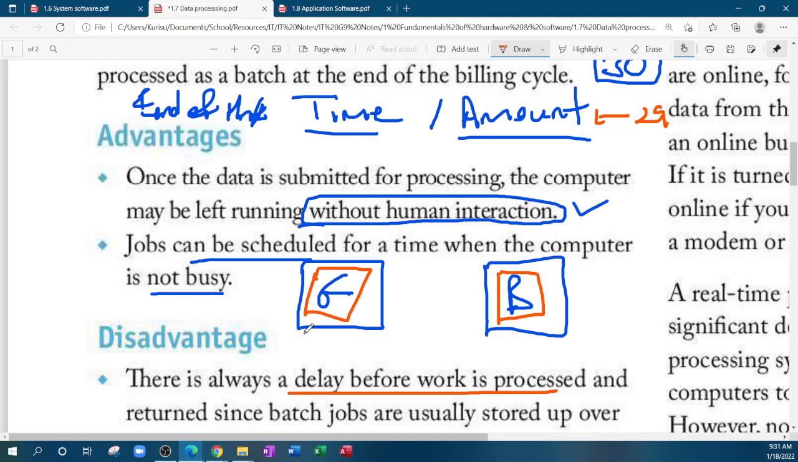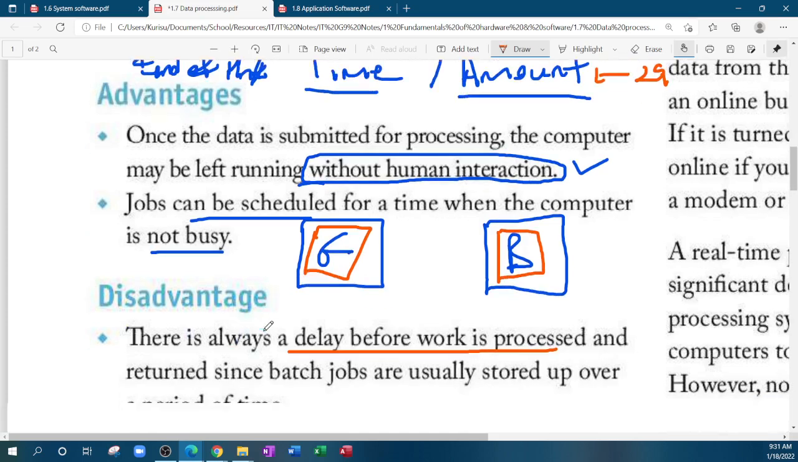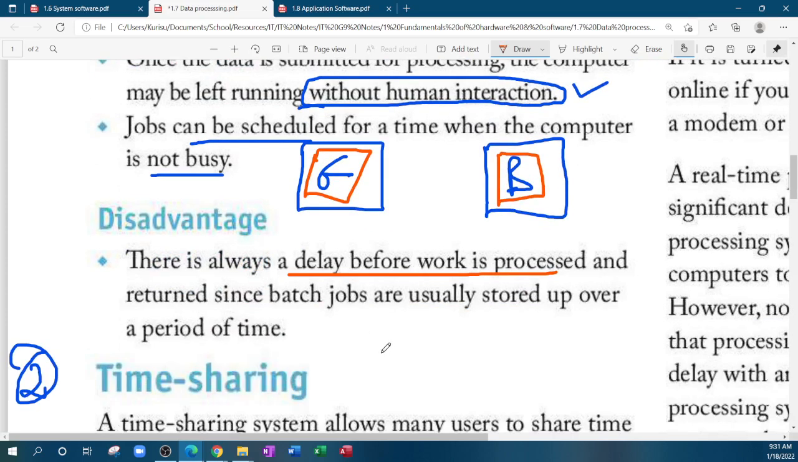If it doesn't reach this certain time or certain amount, sometimes you might not be able to know what the processed data is. So for example, using GPL as an example, they have to wait to process your data.